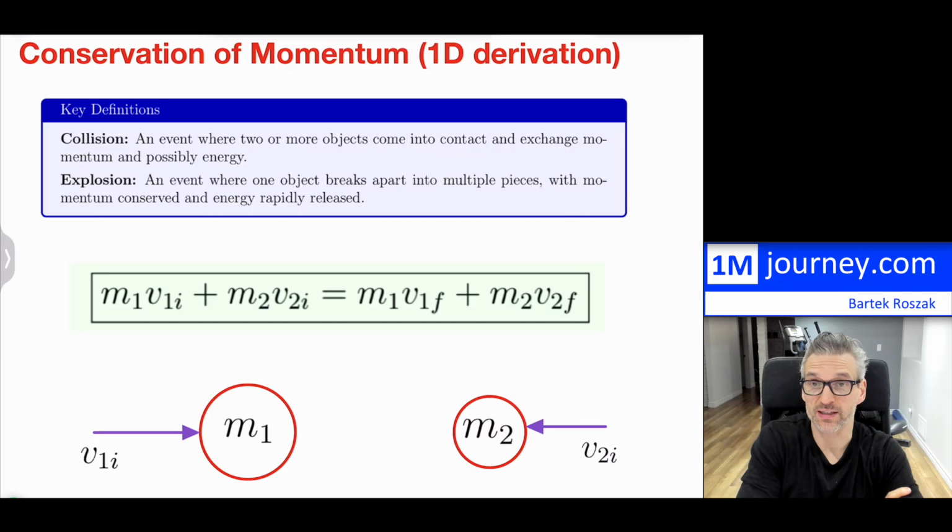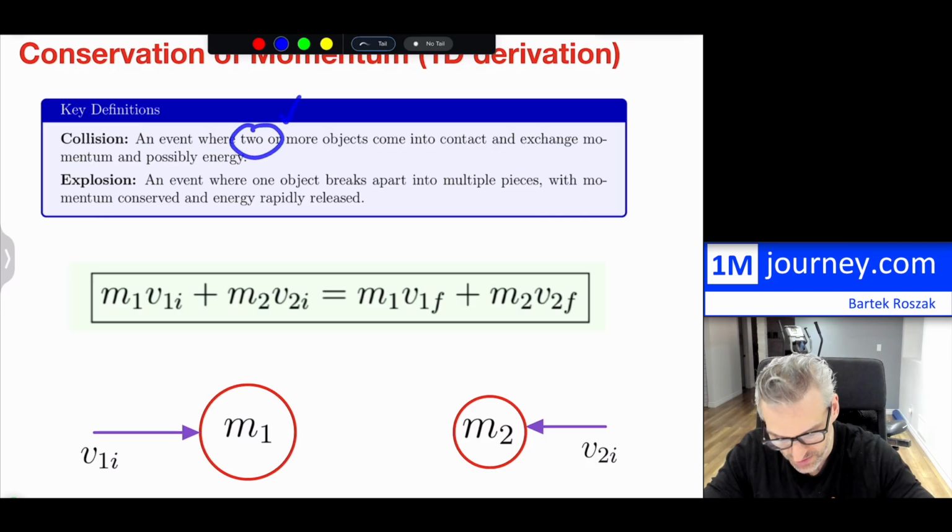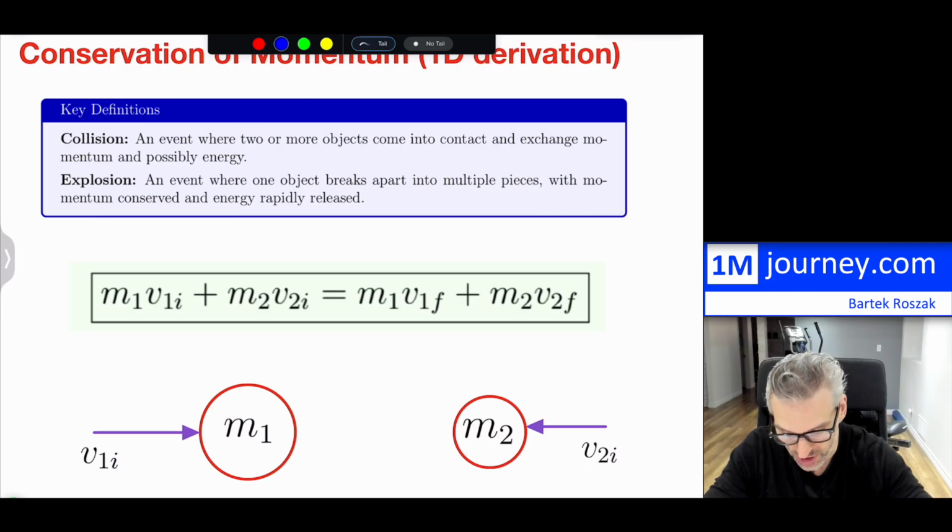So the first thing that we'll do is talk about a couple of key definitions. These key definitions are going to shape how momentum works, especially when you start doing some examples, and we'll talk about both of these in future videos as well. A collision is an event where 2 or possibly more objects come into contact and exchange momentum and possibly even energy. The collision we're going to be considering here is for 2 objects, but of course you can extend it to multiple objects as well.